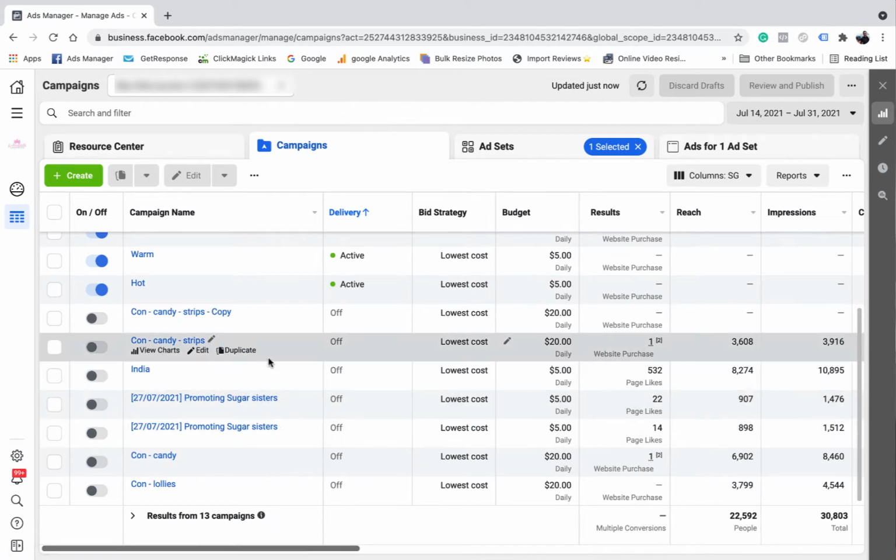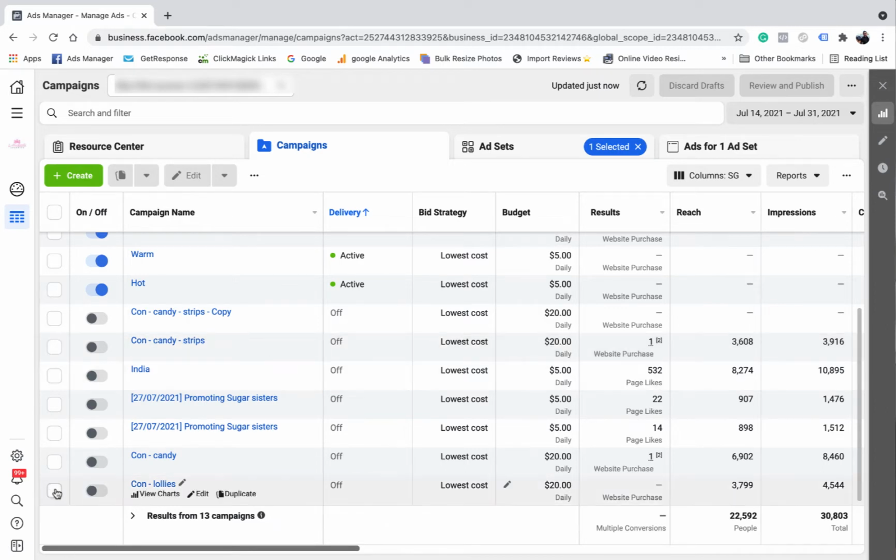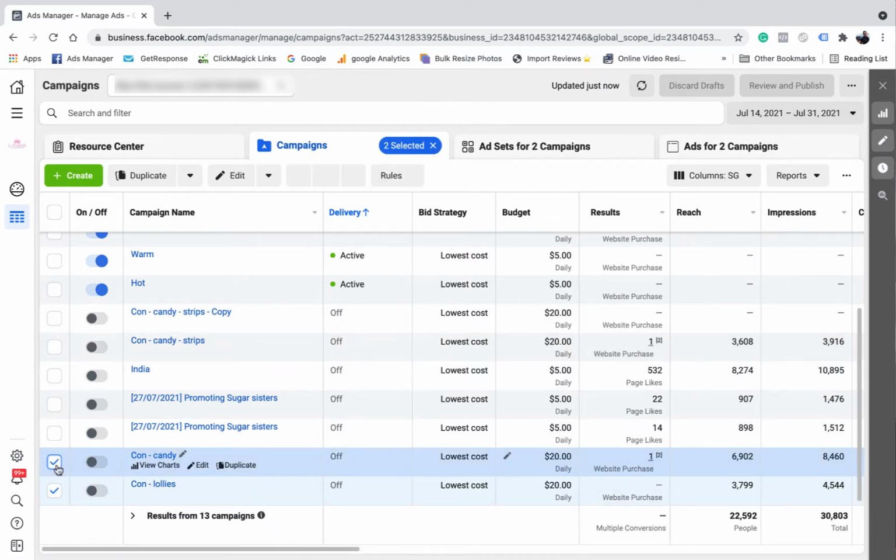Let's come down here, and the budget to start with was $40 per day. So what I wanted to do is I wanted to create two different campaigns at $20 a day each, and that's these two campaigns here. And they're just targeting very broad interests. Because they're selling lollies, one campaign was targeting candy and the other campaign was targeting lollies. So let's just see how I've set this up.